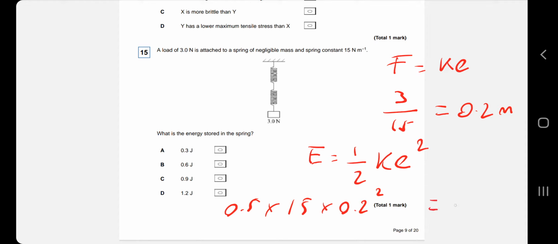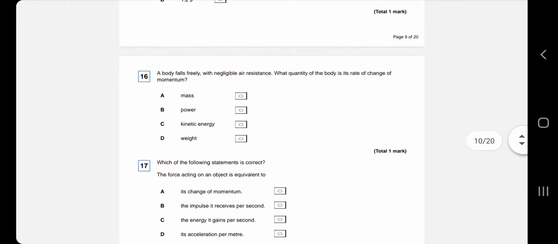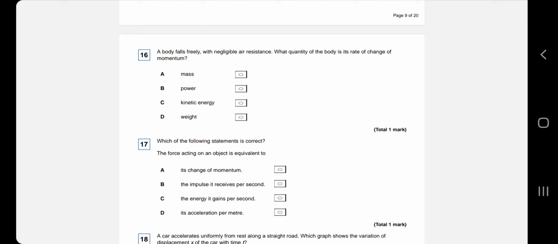Which would give 0.3 joules, which would give us an answer A. So let's get rid of that one. Now we had a similar question earlier on in the booklet.